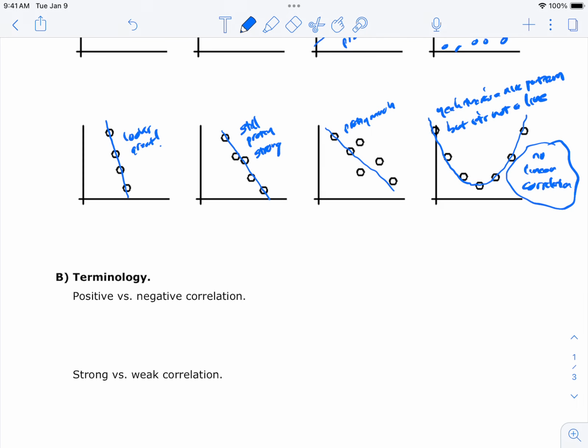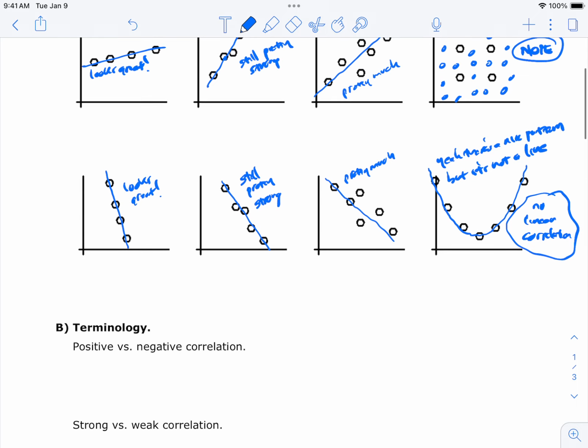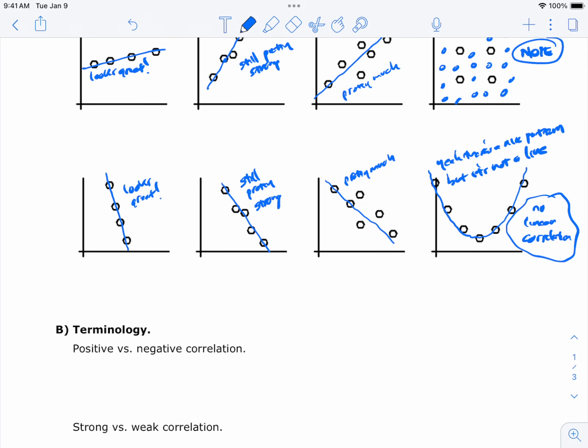So associated with these plots is some terminology we want to get used to. What does it mean, positive versus negative correlation here? I want to make a point because people mix this up a lot. All this means is whether the line goes up or down. That's all it means. It doesn't have anything to do with whether this is a really good one, positive, or a really bad one, negative. It doesn't go like that. It's just, is it up or down?